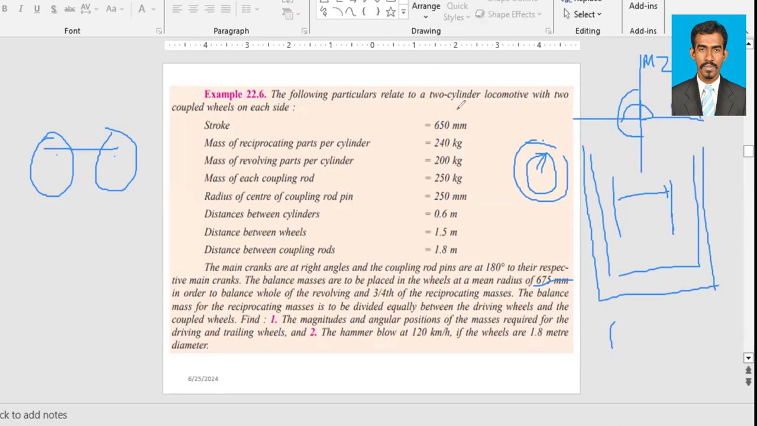I'll give you like 1 minute. You just take this data: the stroke, the mass of reciprocating parts, mass of revolving parts. That would be easy.